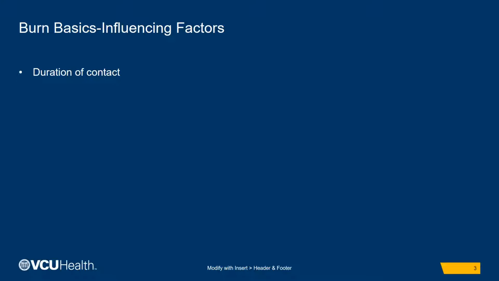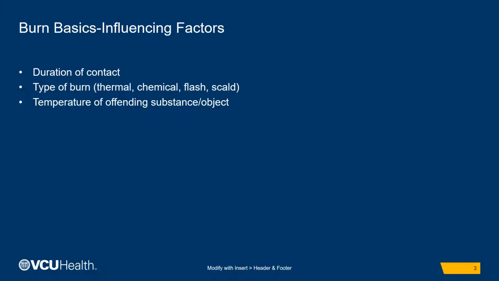There are four basic things that influence how bad a burn is. The first is the duration of contact. The second is the actual etiology of the burn itself, whether it's a thermal, chemical, flash burn, scald burn. The third is the actual temperature of the offending substance or the object that makes contact with the skin. And the fourth and final is the thickness of the involved skin, which becomes very important when you compare a middle-aged person's skin to that of an infant or to that of someone who's very elderly.